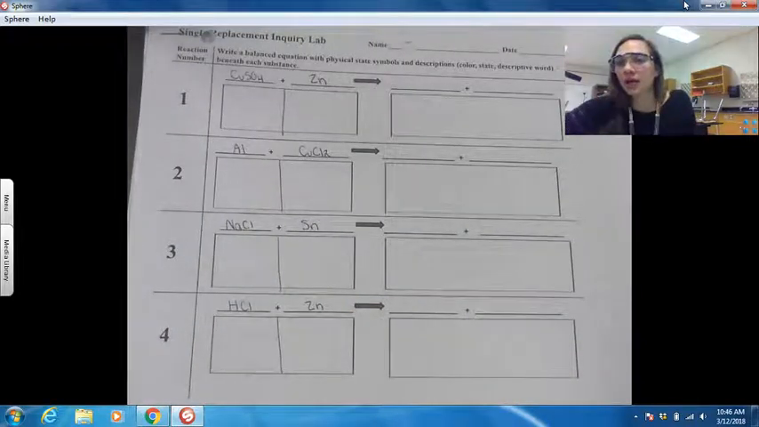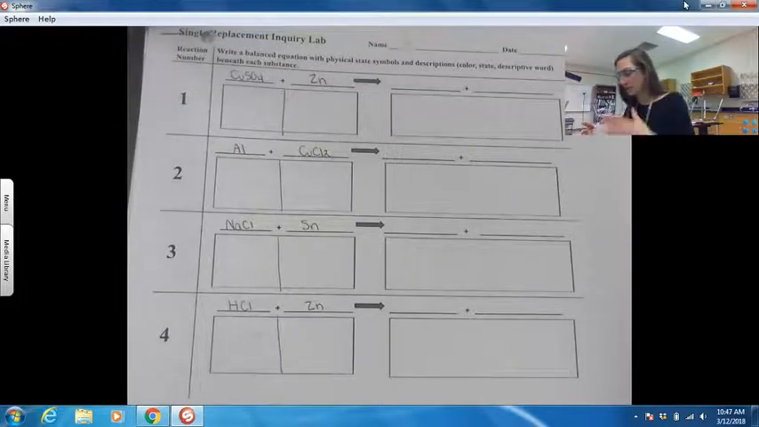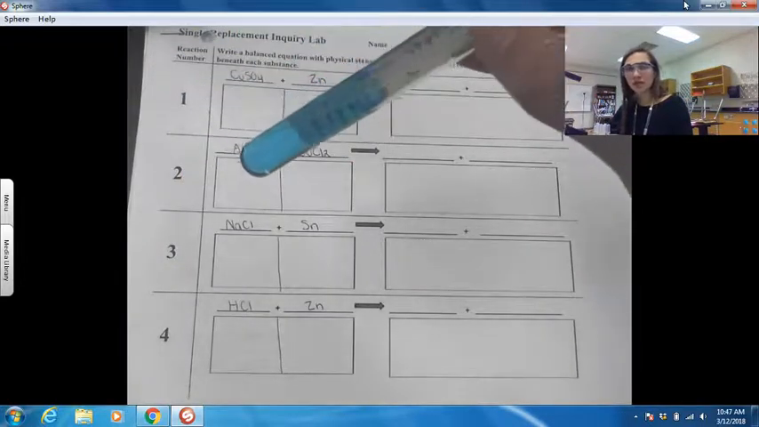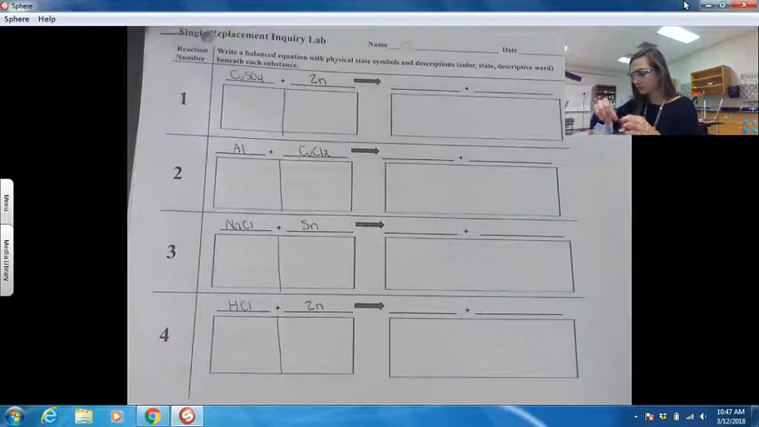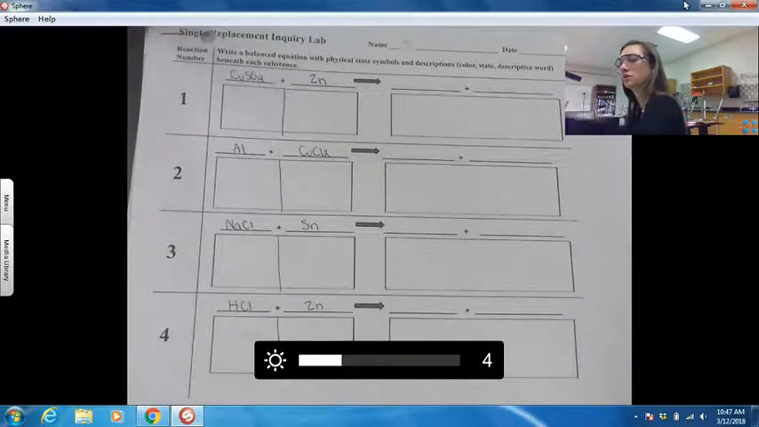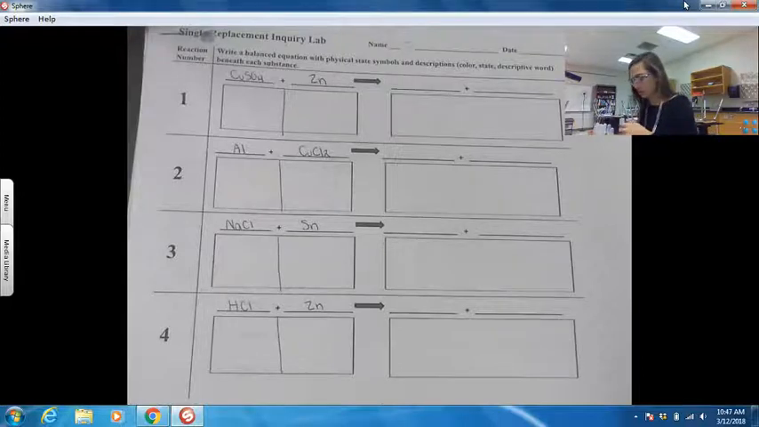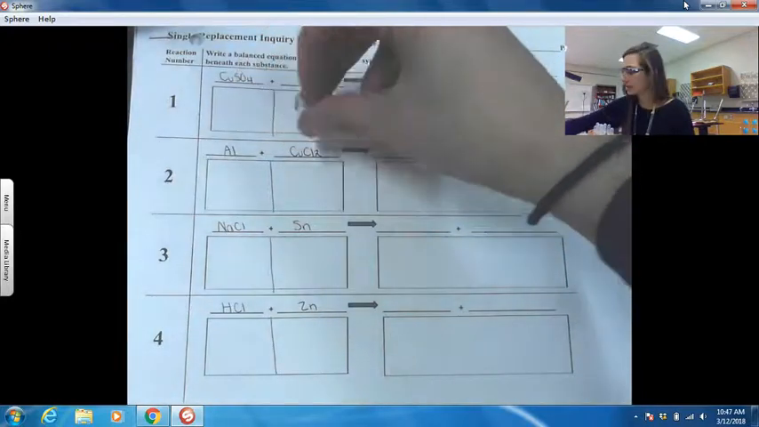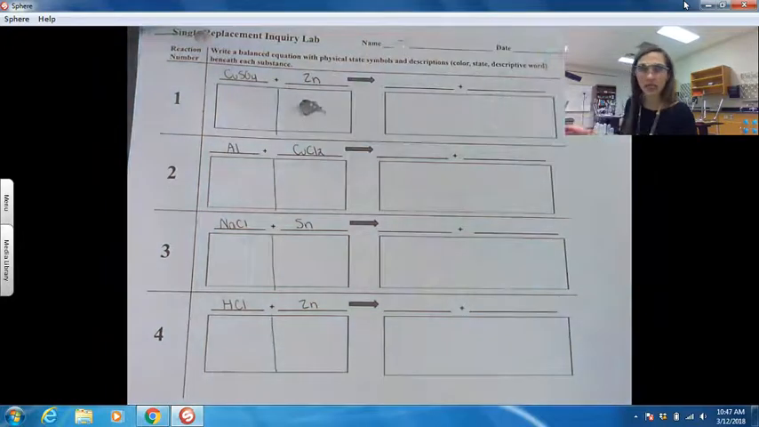So here I have a whole bunch of different solutions, and what I would like for you to do is write a description in the box. So this right here is a see-through solution, and it does have a blue tint, and this is copper sulfate. This right here is a piece of zinc. It's silver in color. It is metallic. It has an irregular shape, and it is a solid.